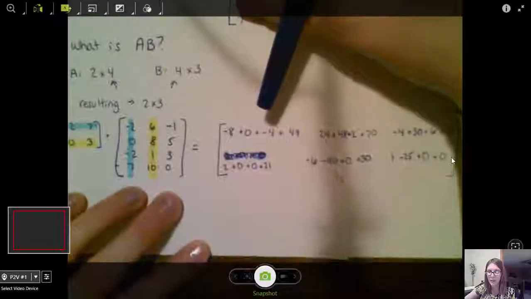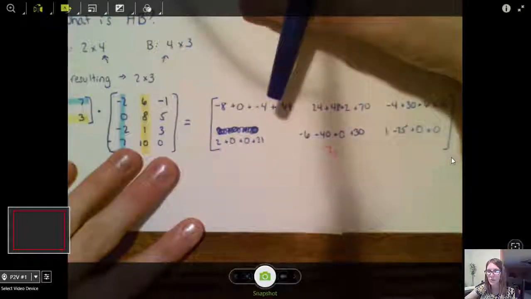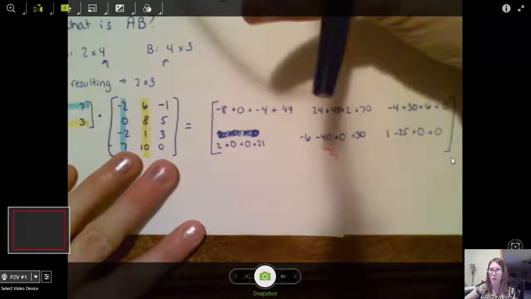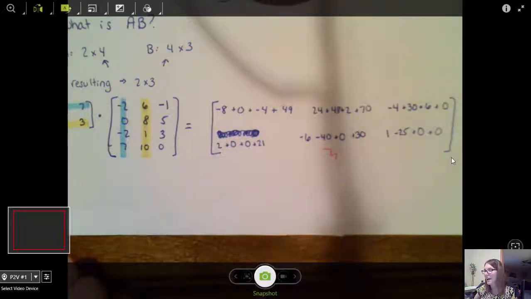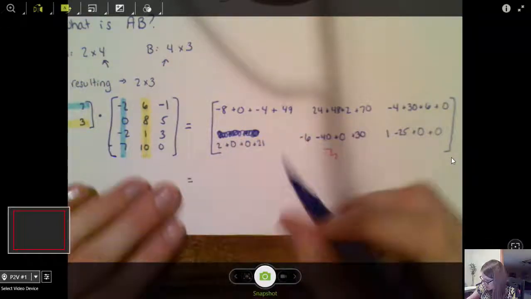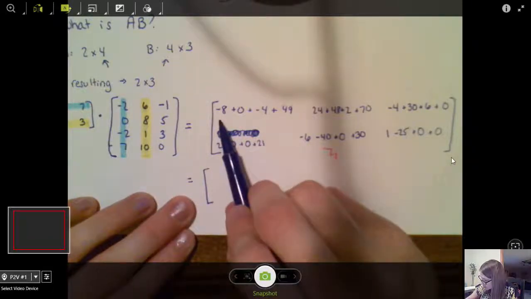Okay. So as you guys can probably tell, especially when we get to these larger matrices being multiplied together, it's really easy to make a mistake. So just be careful, especially with your signs. As you can see my scribble here, I had to rewind and do an outtake, but now all we have to do is add these numbers together to get my resulting matrix.